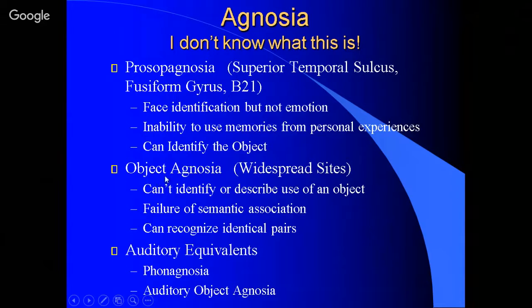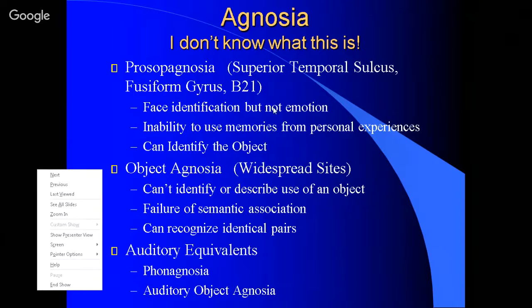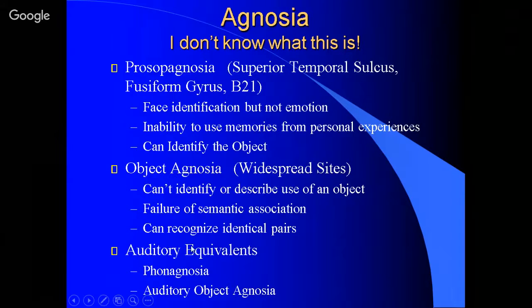What else? You have object agnosia. These are all over the place because, not surprisingly, recognition of objects is going to be all over the place depending on how the object is presented to you. And then you can have auditory agnosia.